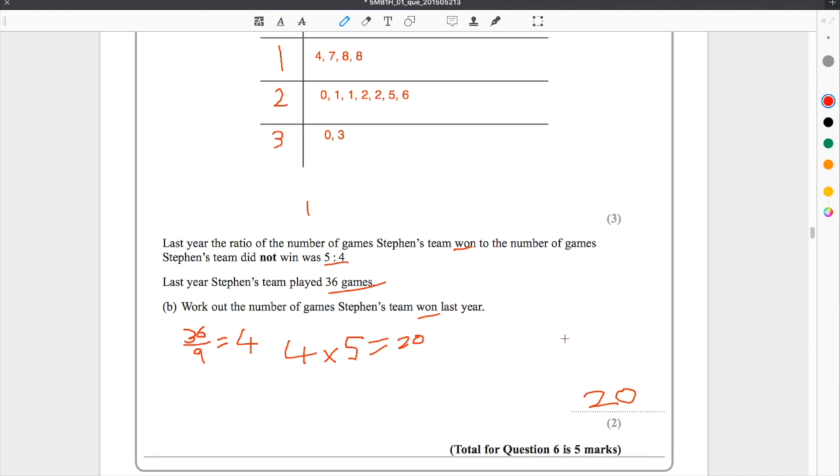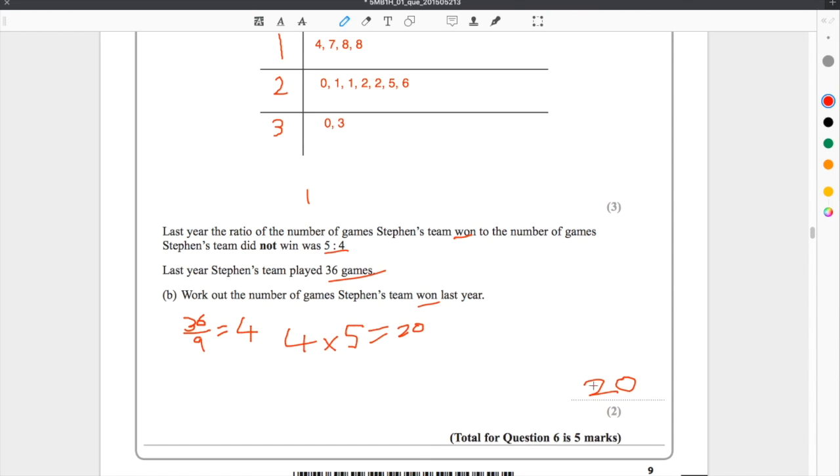Okay? So again, just to clarify, we add the numbers together in the ratio to get a fraction. We divide the number of games played, so the total, by that number, which is 36 divided by 9, which gave us 4. Then 4 times 5, because 5 is the number of games that were won in the ratio, and that gives us 20. Okay, so that's 2 marks again.